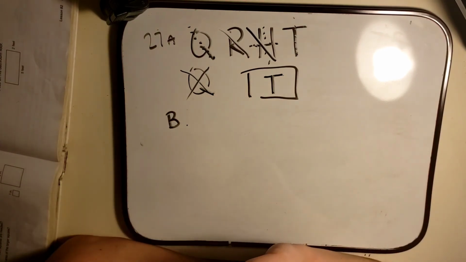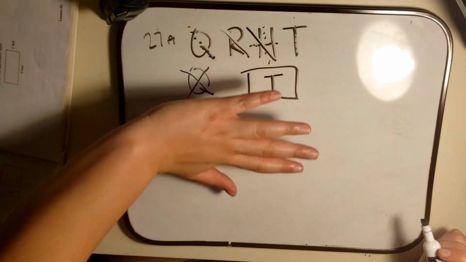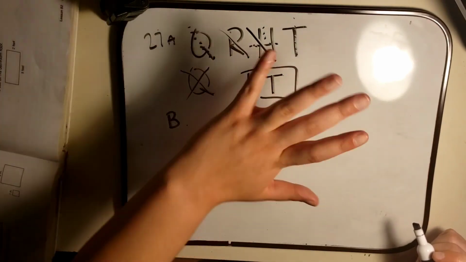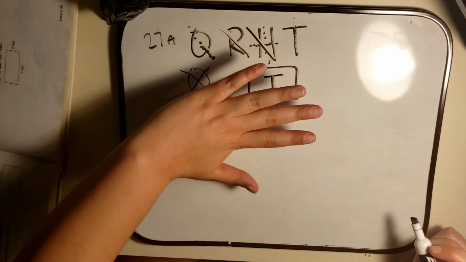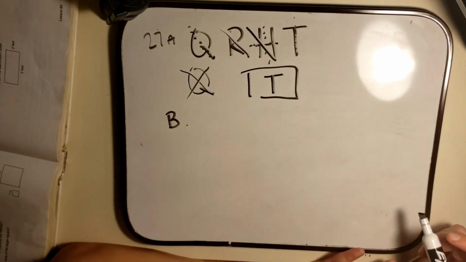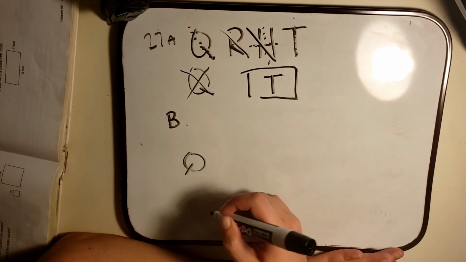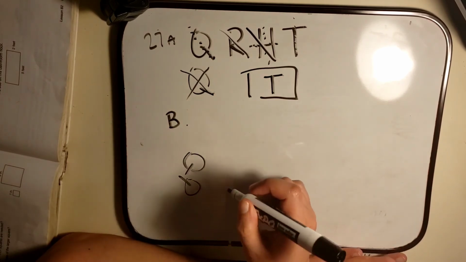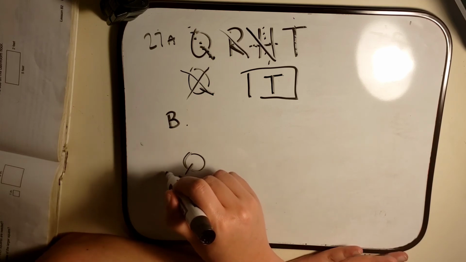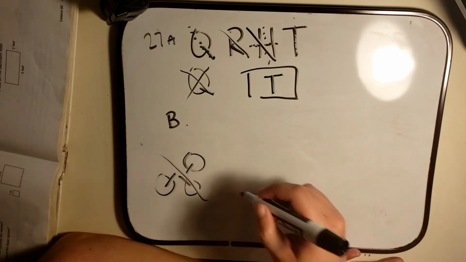All right, and B says, which of these letters has rotational symmetry? So which of these letters can you rotate and it will be the same? So you can rotate it maybe 90 degrees, 180, or 270. So Q, if we turn it sideways, it looks like that. Turn it upside down, looks like that. And then turn it the other sideways, it looks like that. So that one, not symmetrical.